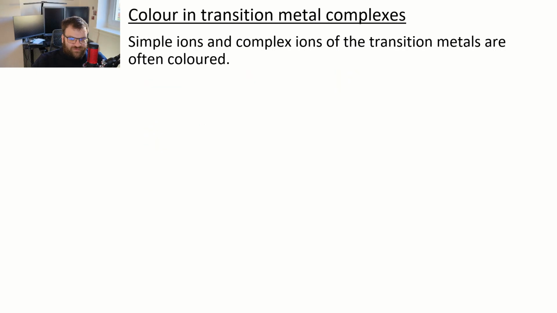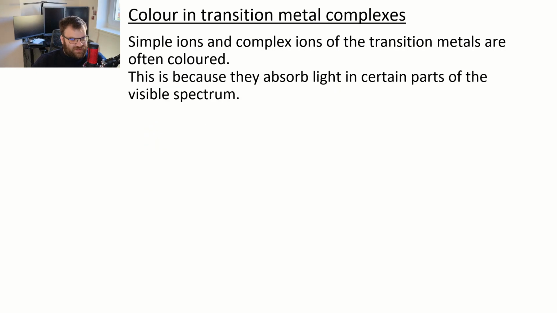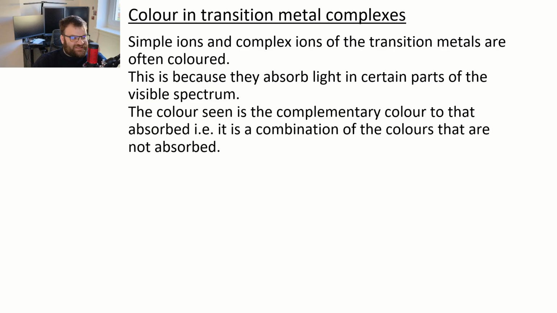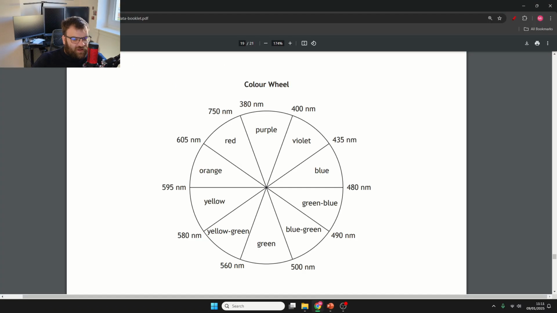A lot of the transition metal complexes will be colourful. This is because they will absorb light in the visible spectrum, and we see the complementary colour. We see the colours that are not absorbed. The colour wheel on page 19 of the data booklet can help you with that.